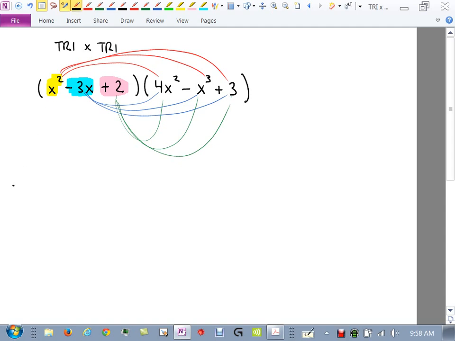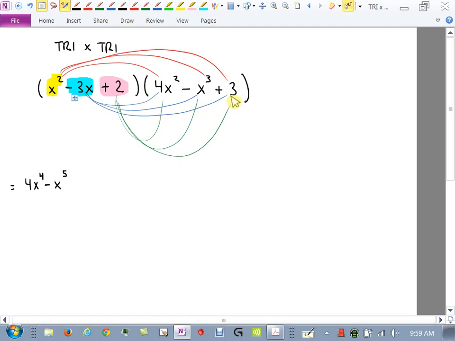Okay, 9 terms. I better write small. Okay, first thing I do is x squared times 4x squared. What's that? 4x to the 4th. Okay, x squared times negative x cubed. So it's negative because we're doing like a positive 1 times a negative 1. So negative x to the 5th, and you get 5 by adding the exponents, right?